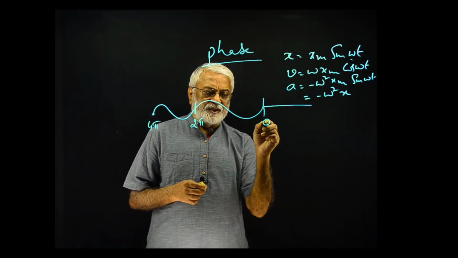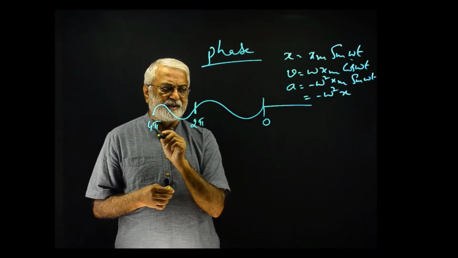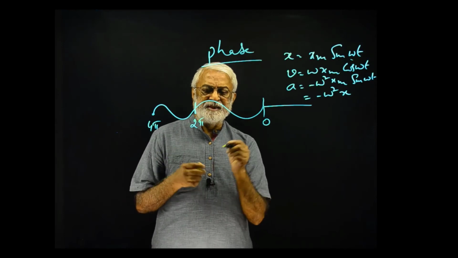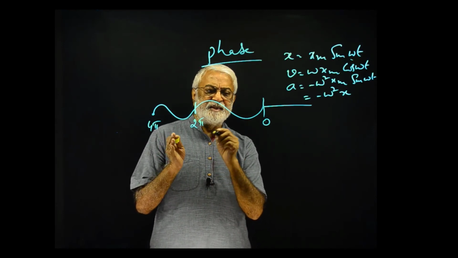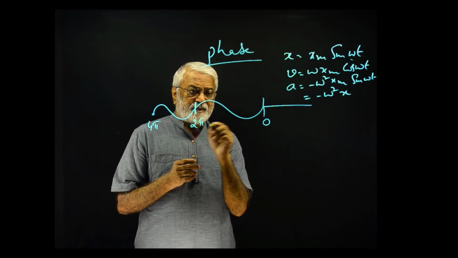So this particle is just about to begin vibrating. This completed one oscillation and this completed 2 oscillations. This is a picture at a set moment of time. Different particles are in different states of vibration, and this phase varies continuously.